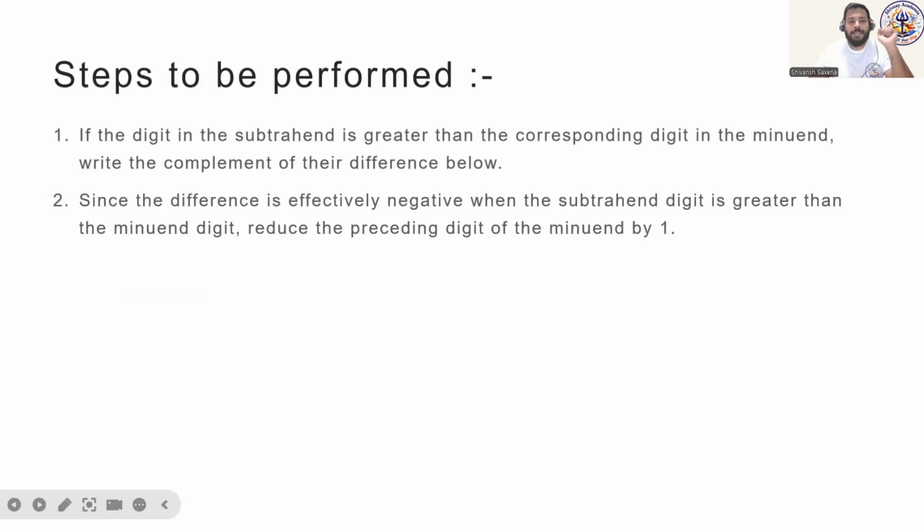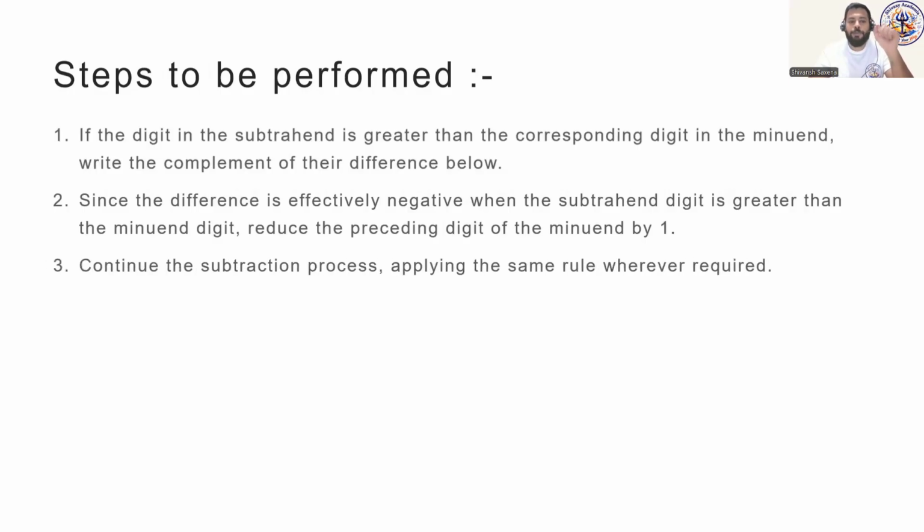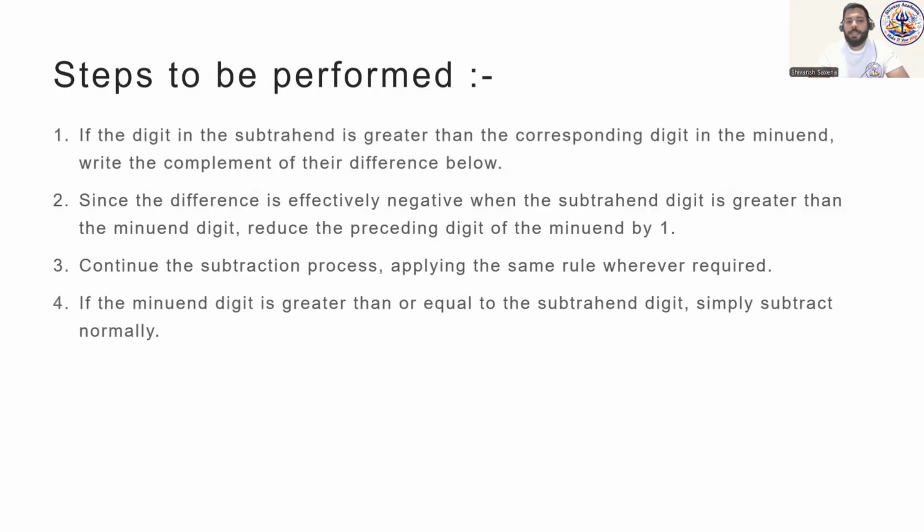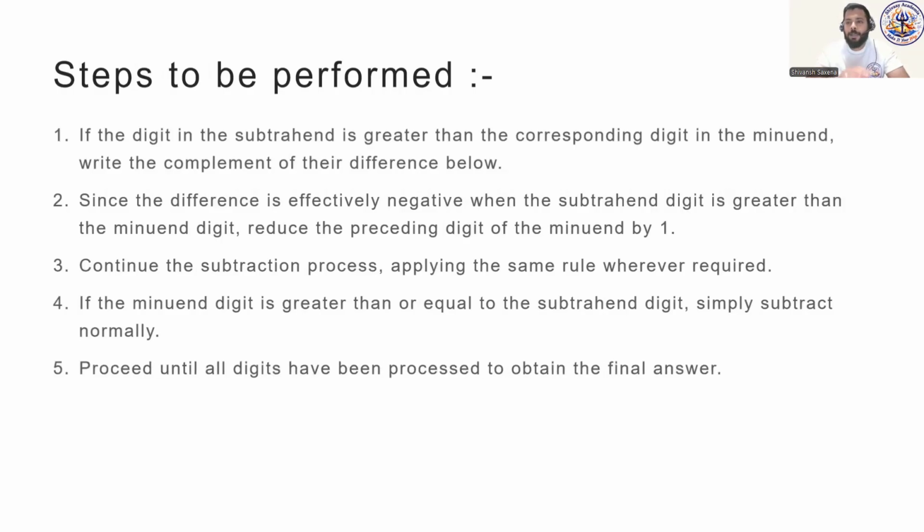Step 2. Since the difference is effectively negative when the subtrahend digit is greater than the minuend digit, reduce the preceding digit of the minuend by 1. Step 3. Continue the subtraction process, applying the same rule wherever required. Step 4. If the minuend digit is greater than or equal to the subtrahend digit, you do the normal subtraction and proceed with all the digits to obtain the final answer.